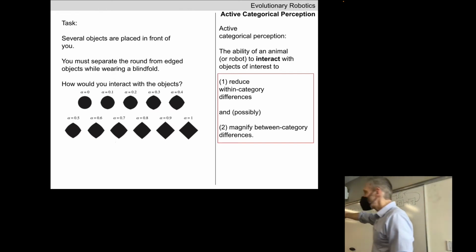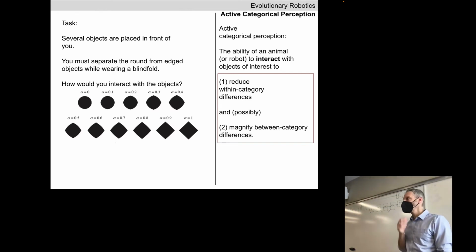So this is meant to represent active categorical perception. You are creating categories, in this case the rollable and the non-rollable objects, by actively interacting with them. And depending on how you interact with them, that division appears at different points in this set of 11 objects. So the distinction between round and edged objects is not innate. It's not inherent in these objects. If there is a distinction between round and edged objects, it emerges from your interaction with these objects.